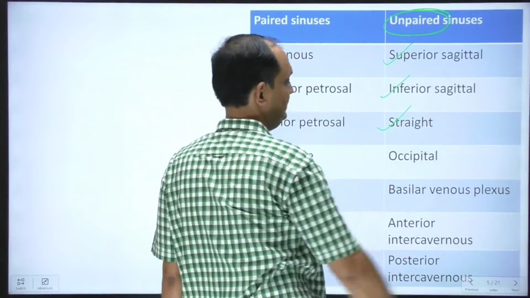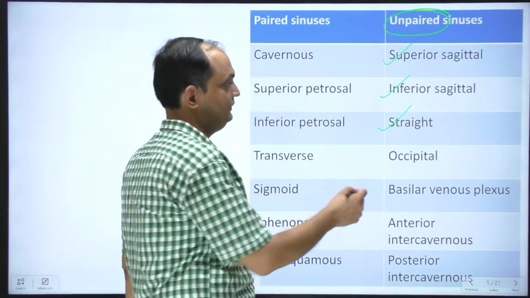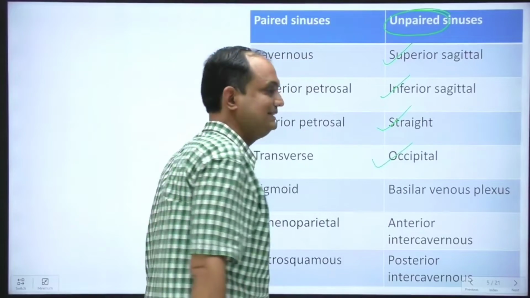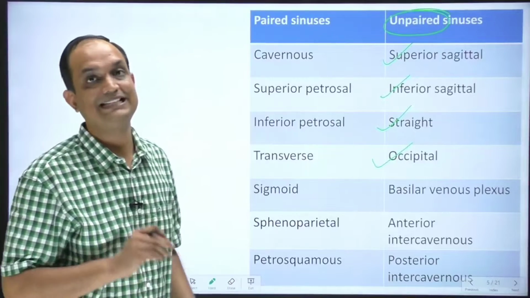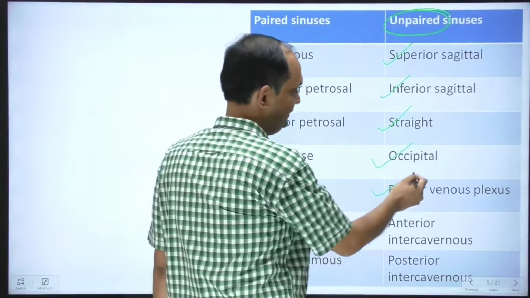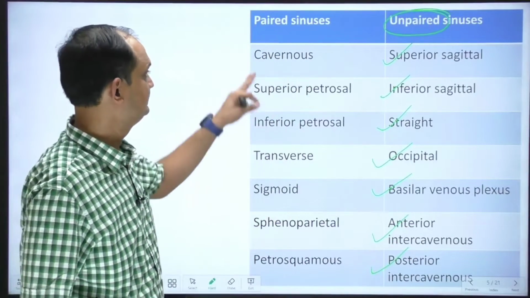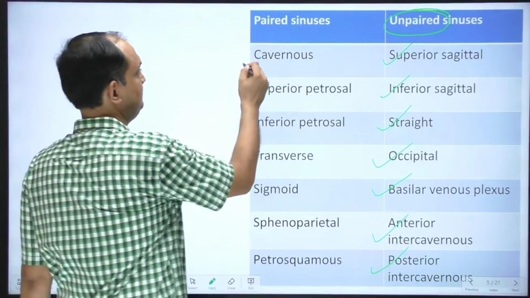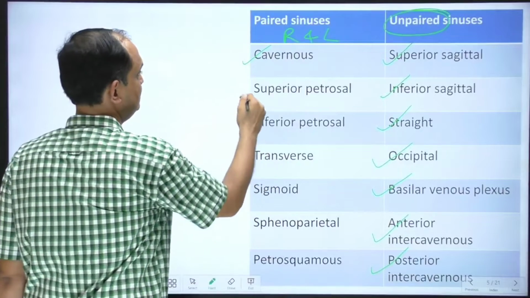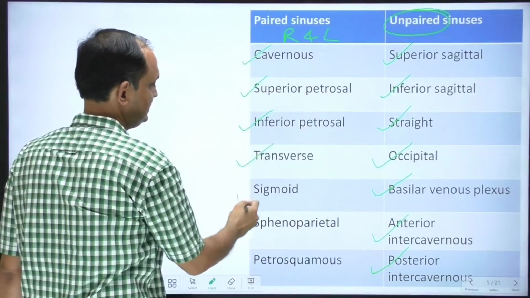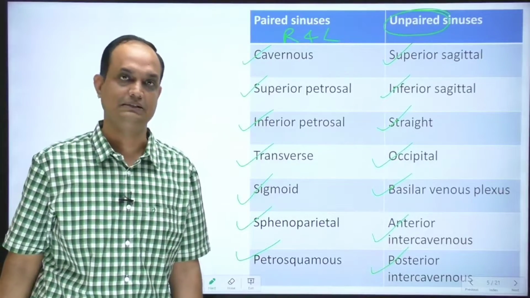Straight sinus is at the junction of the posterior end of the falx cerebri with the superior surface of the tentorium cerebelli. Occipital sinus is present in the infratentorial compartment along the falx cerebelli. Then you will have the basilar venous plexus and intercavernous sinuses, which are connecting the cavernous sinus. Now what are the paired sinuses? Those are present in both right and left halves of the cranial cavity: cavernous sinus, superior and inferior petrosal sinus, transverse sinus, sigmoid sinus, sphenoparietal and petrosquamous sinus.